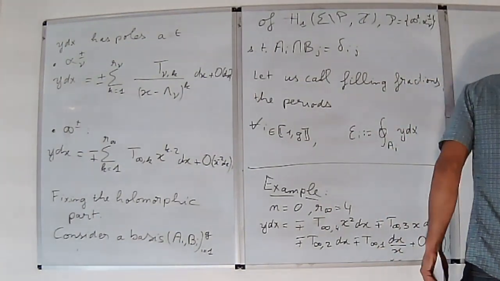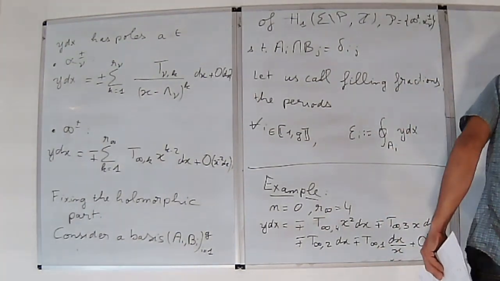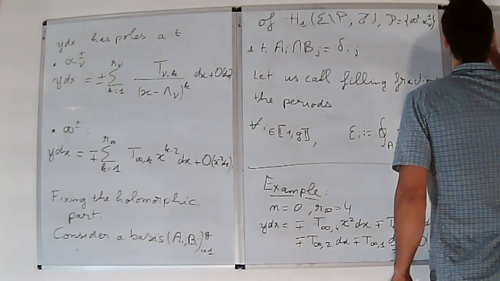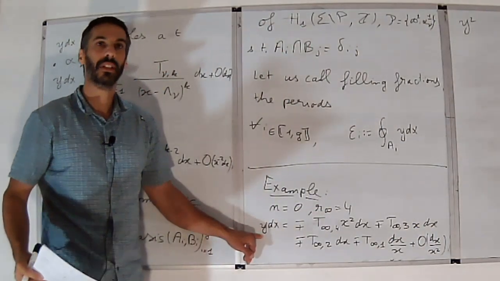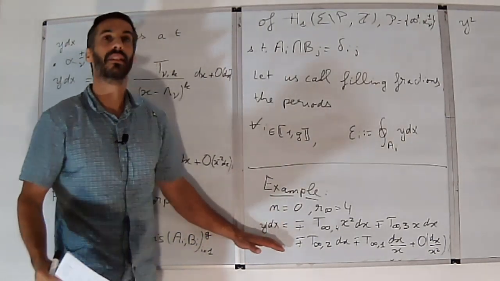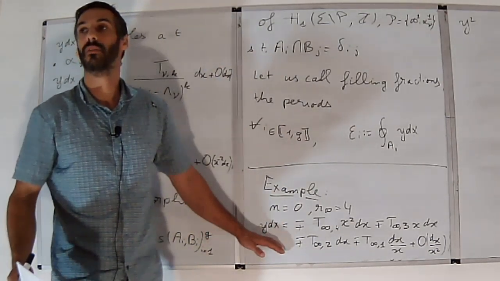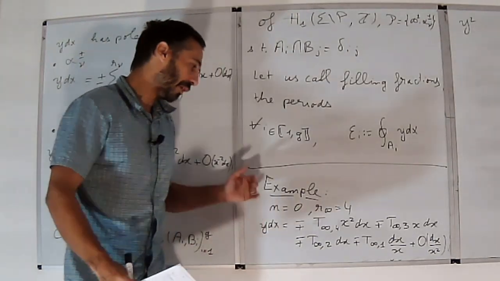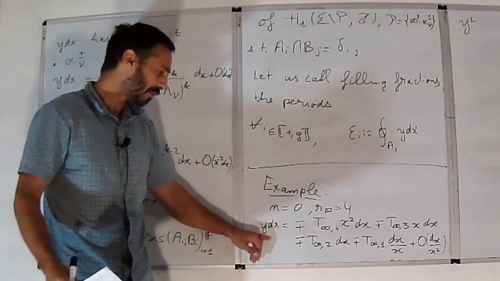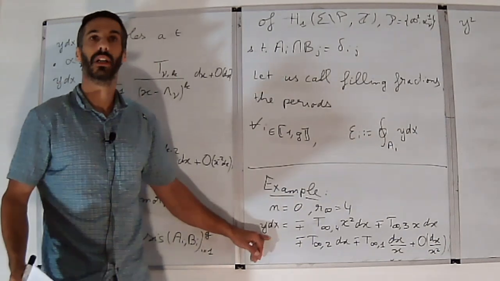Now, what is the spectral curve corresponding to this case? So I can look at the expansion of y squared around infinity. In this case, I just have one pole, meaning that Q of X should be a polynomial of degree 4. So I just have to compute the polynomial part of y squared.